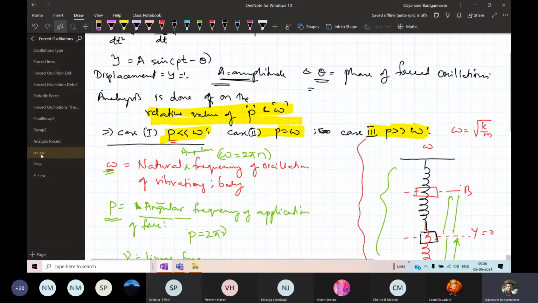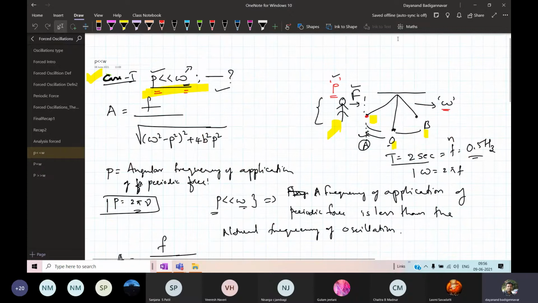I told you the example of a swing. What is the meaning of p less than omega? If you are considering a swing in a park, p less than omega means you are applying force at a lesser frequency than the frequency of oscillation of the swing.